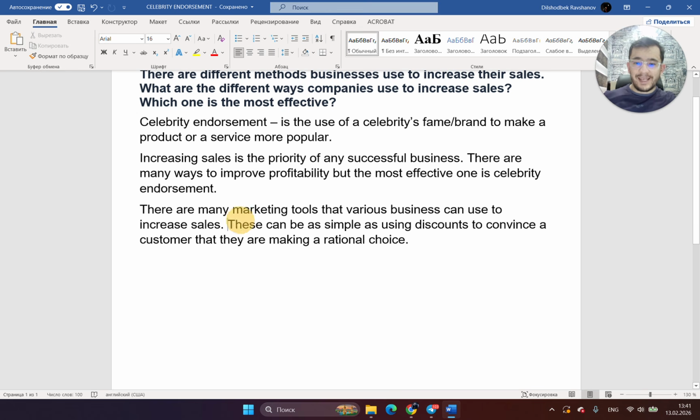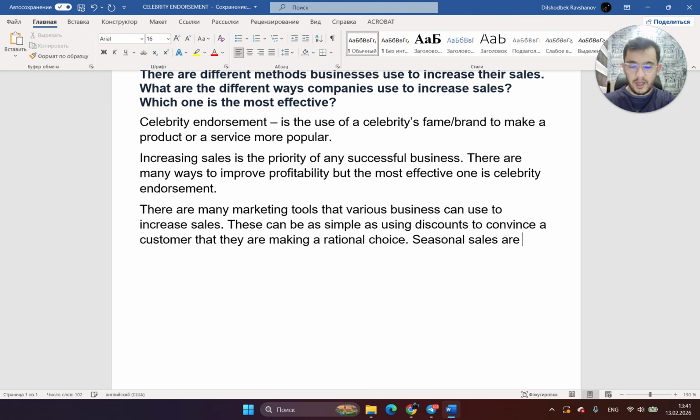By the way, when I said "these," I talked about tools. So this is a reference to tools. And that's how we start the sentence, which is really cool for cohesion, I think. So these can be as simple, as easy as using discounts to convince the customer that they are making a rational choice, right? So that's number one.